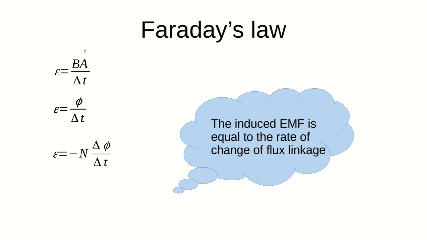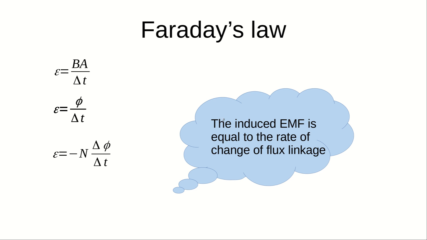So we started out and we proved this. We then said that flux was equal to BA, so we got that. And then that kind of links us to Faraday's law, because if we've got multiple turns we have to add an N. And the negative sign, this comes from Lenz's law, because the induced EMF has to oppose the motion that created the EMF in the first place.